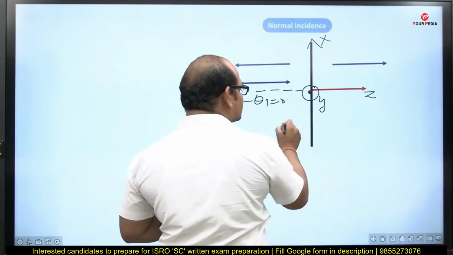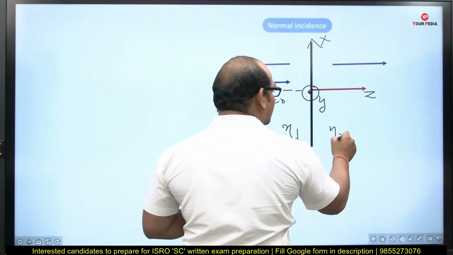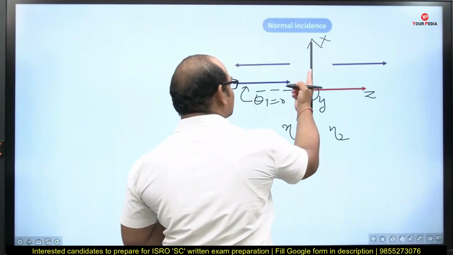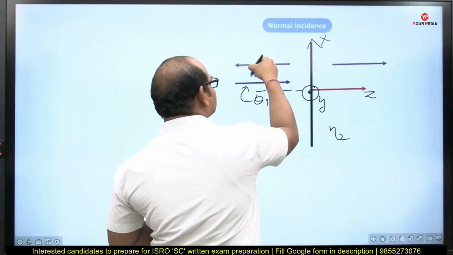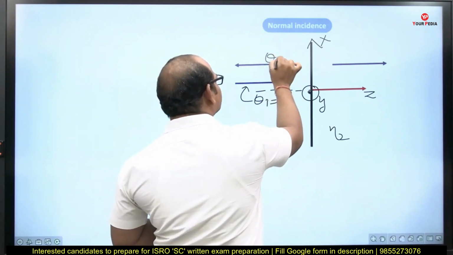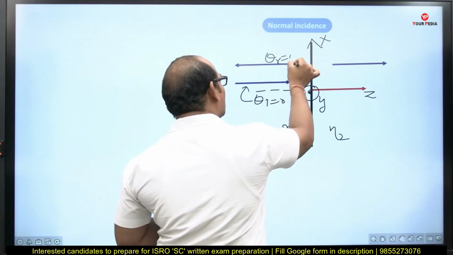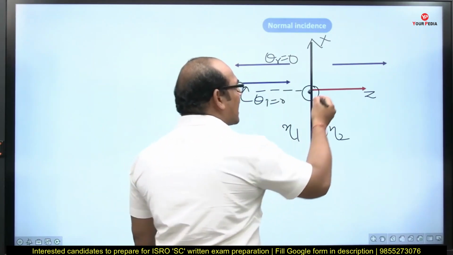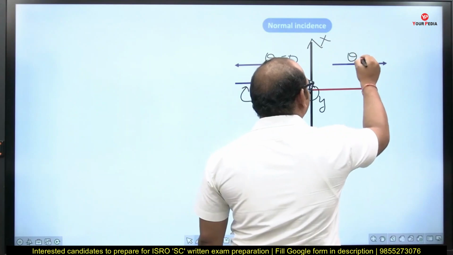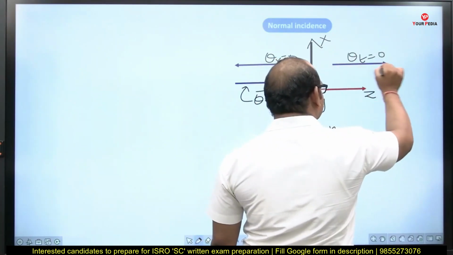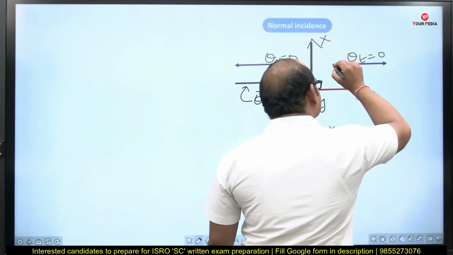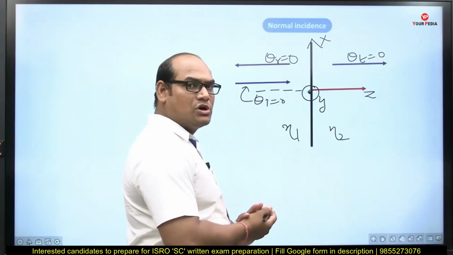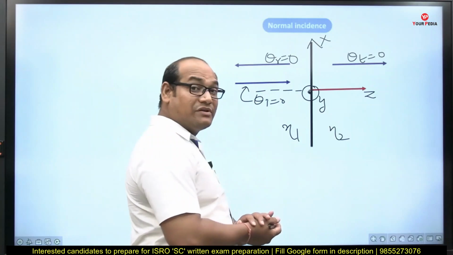Because of the impedance mismatch, eta 1 and eta 2, between these two media, what will happen? A certain portion of this signal will be reflected back. This is called the reflected wave, and it makes an angle 0 with respect to the normal to the interface. The angle of transmission is also equal to 0, and this is the transmitted electromagnetic wave, parallel with the normal to the interface, so theta t is equal to 0. This is what we have already seen.